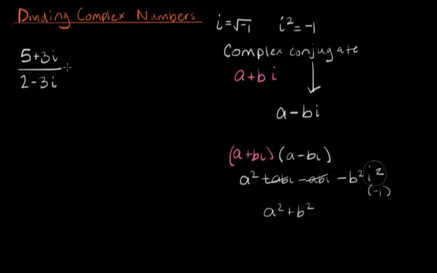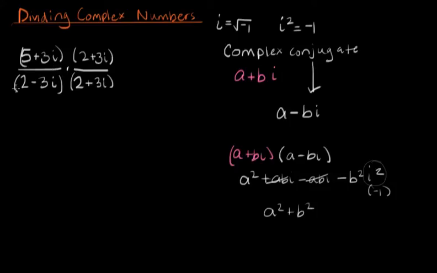So what we do is we multiply both top and bottom by the complex conjugate. So in this case, it's 2 plus 3i. We need some parentheses here. So multiply 2 plus 3i. So the complex conjugate is we just take the complex number exactly as it is, and then we change the sign inside. That gives us our complex conjugate.